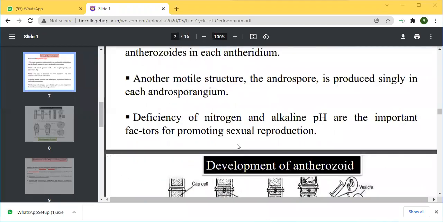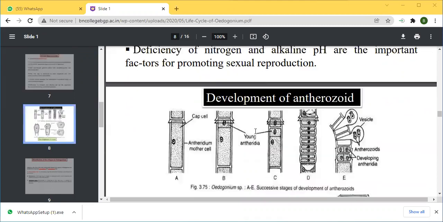Deficiency of nitrogen and alkaline pH of the water are factors promoting sexual reproduction. What promotes sexual reproduction? These are nitrogen deficiency and alkaline pH. These are the factors promoting sexual reproduction in Oedogonium.